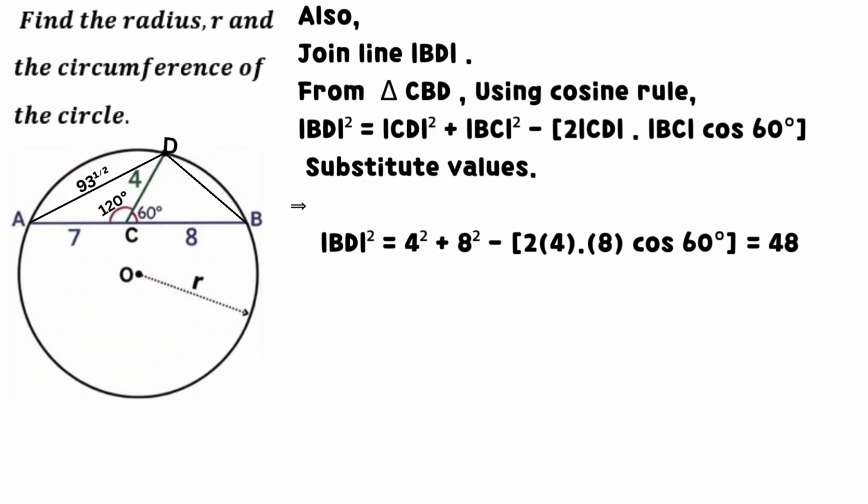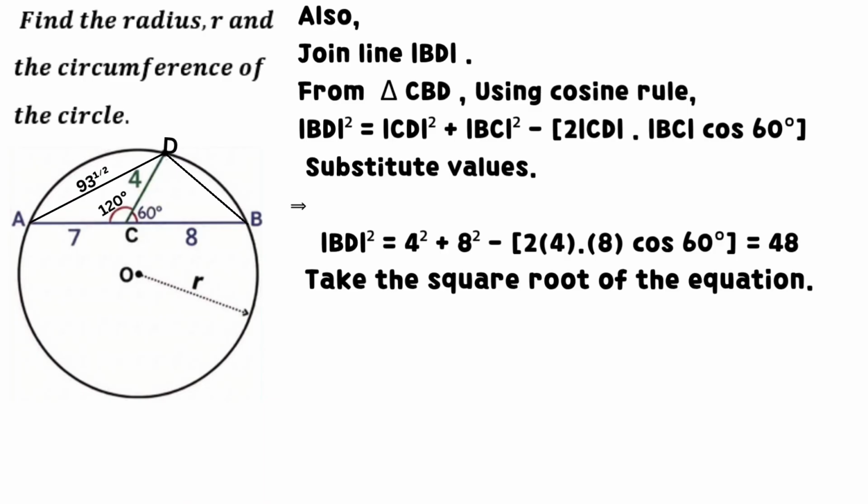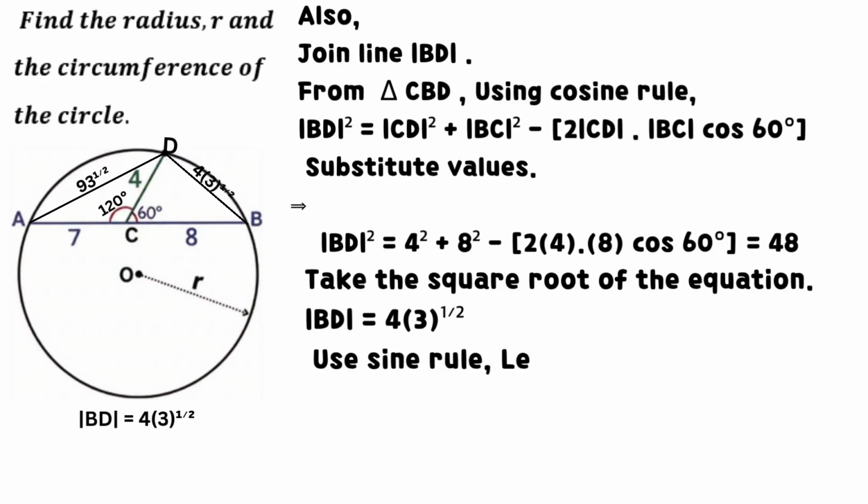Substitute values. We have that the square of length BD equals the sum of the square of 4 and the square of 8, minus 2 times the product of 4 and 8 multiplied by cosine 60 degrees, which equals 48. Take the square root of the equation. Then, the length of BD equals 4 times the square root of 3.